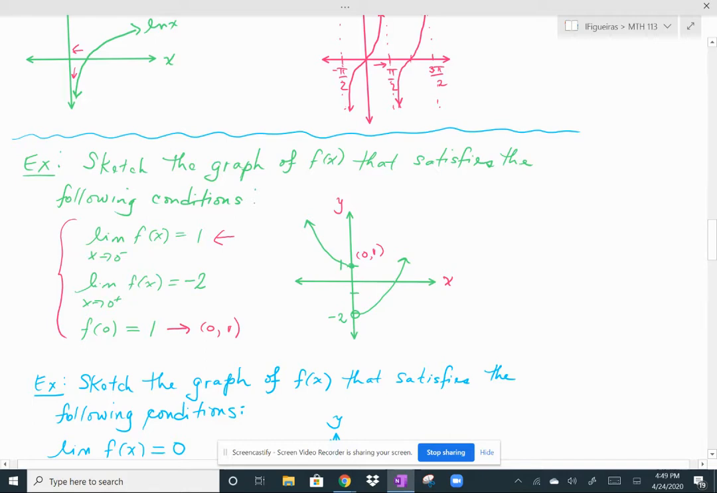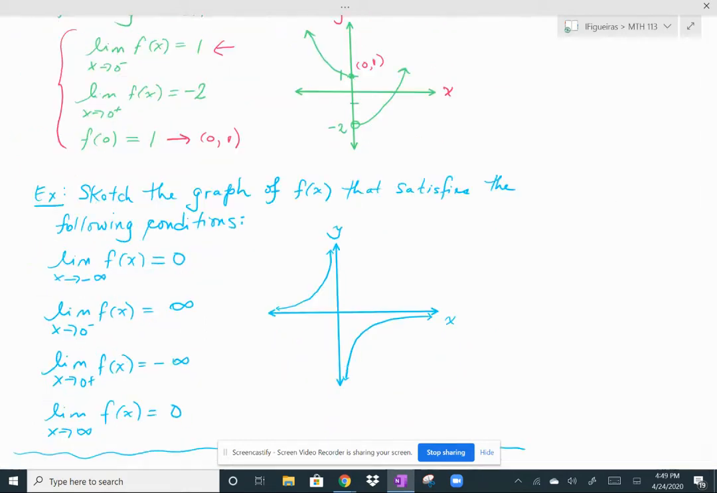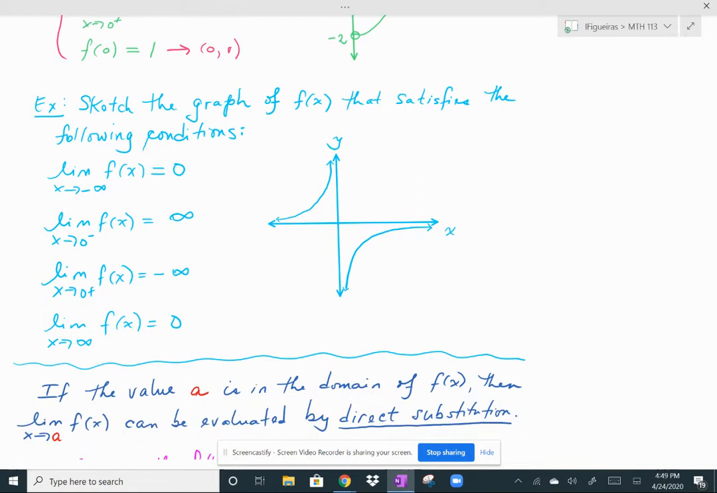Okay, so here's another one of those examples here in blue. We want to sketch the graph of f of x that satisfies the following conditions. The first condition is that the limit as x approaches negative infinity approaches 0. The next condition is that the limit as x approaches 0 from the left approaches infinity. The next condition is that the limit as x approaches 0 from the right approaches negative infinity, and the limit as x approaches infinity approaches 0.